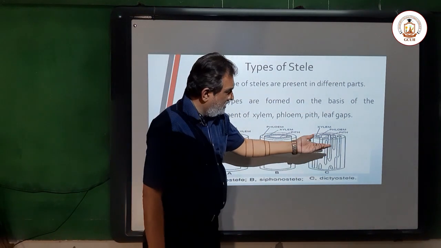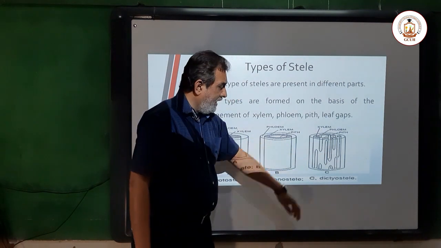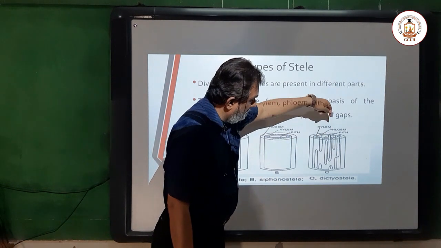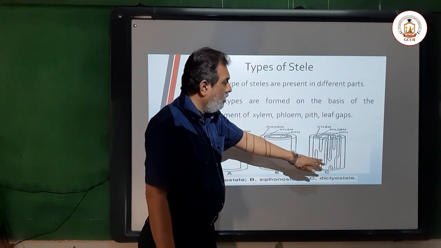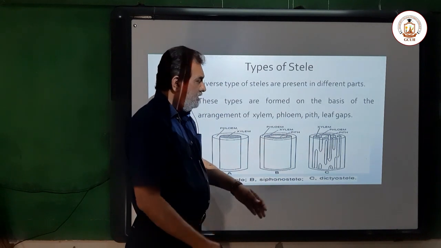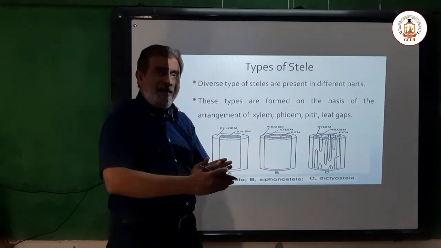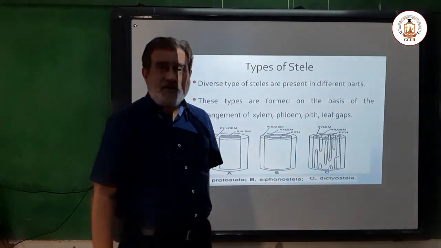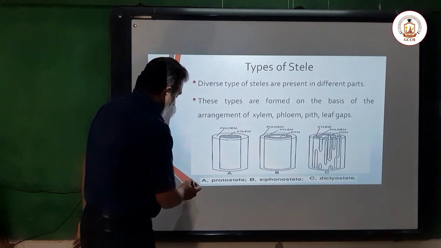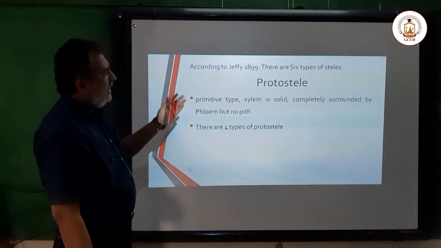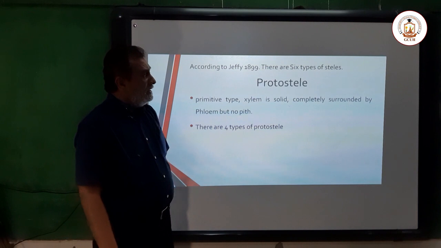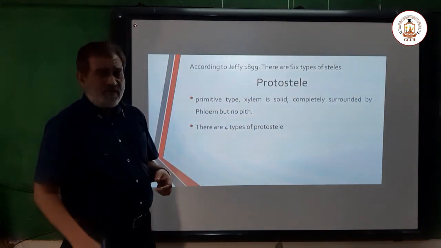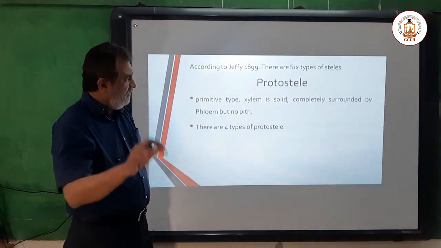Then if you go to the next one, it modifies, and then what happens? The leaf gaps are present and the pith is present, but the phloem and xylem alternate with each other and are arranged in a parallel manner with gaps in them. That's why it's called the dictyostele. Now after that, according to Jeffrey, there are six types of these steles, but we are restricting ourselves to the five types.